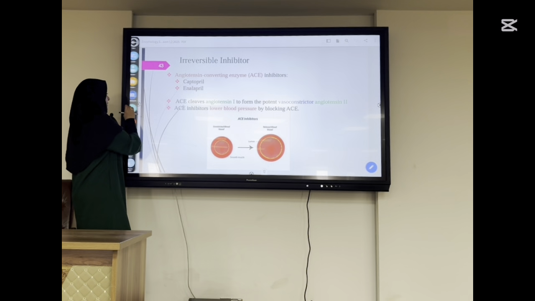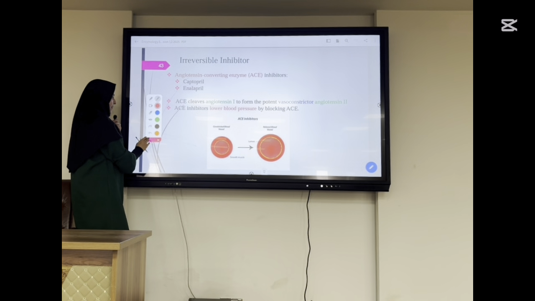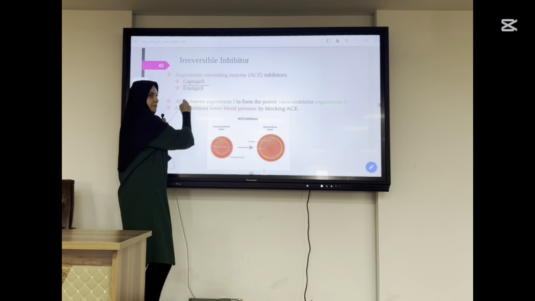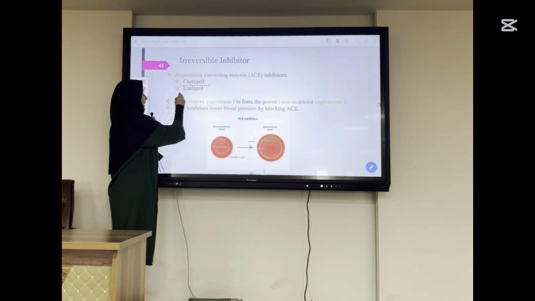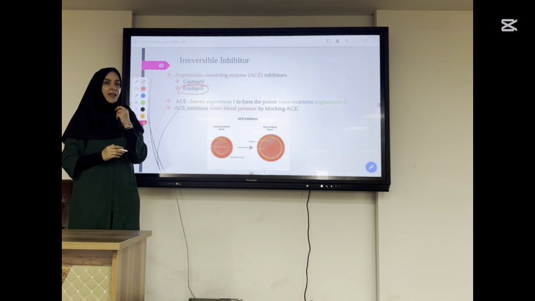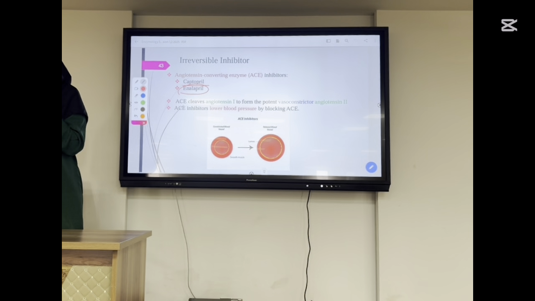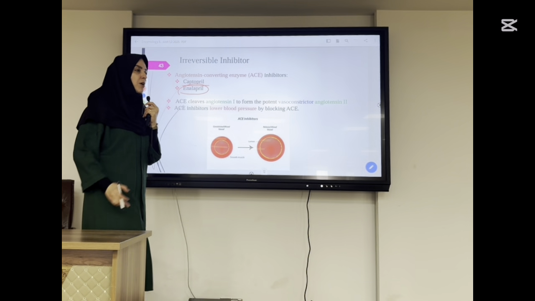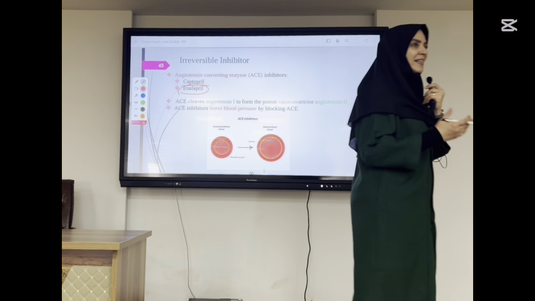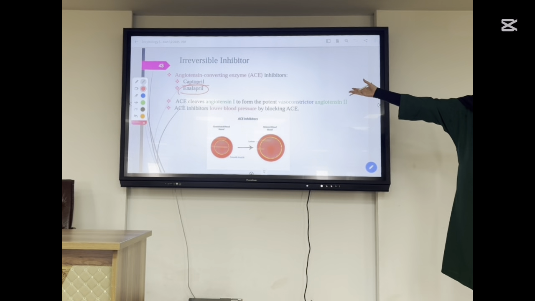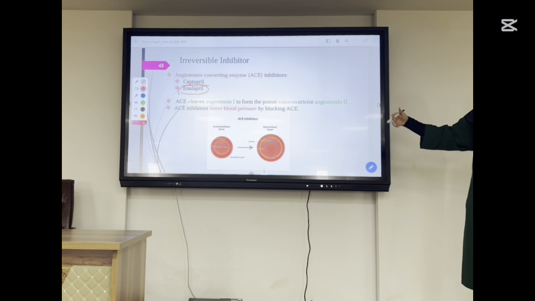And about irreversible, another example: we have some drugs like captopril and enalapril. These are anti-hypertension drugs. Maybe some member of your family has high blood pressure. How can we control it? By some drugs. What are examples of the drugs? For example, captopril, you can buy it at the pharmacy. Captopril and enalapril. What is the reaction?